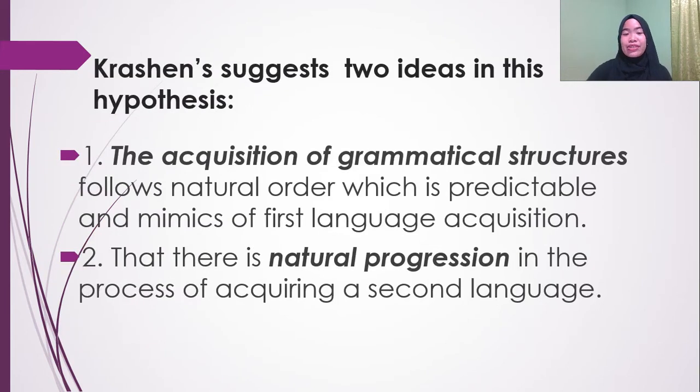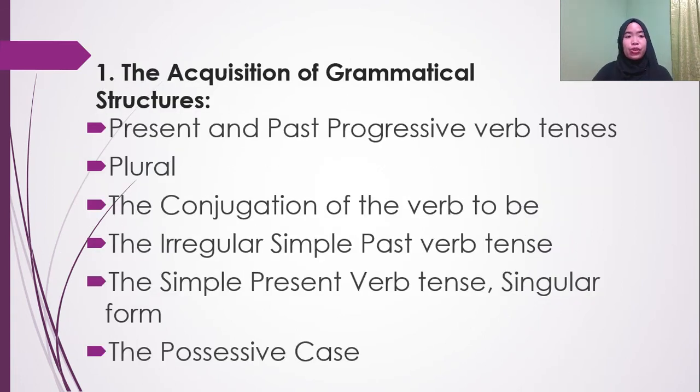Stephen Krashen suggests two ideas in this hypothesis. The first idea is that the acquisition of grammatical structures follows a natural order, which is predictable and mimics first language acquisition. The second idea is that there is a natural progression in the process of acquiring a second language. The average order of acquisition of grammatical morphemes for English as a second language for both children and adults is as follows. The first one is the present and past progressive verb tenses.